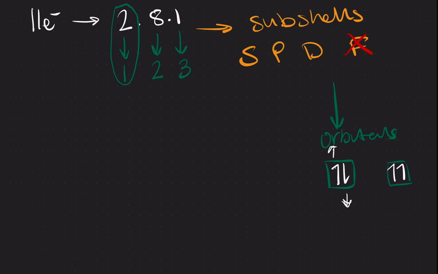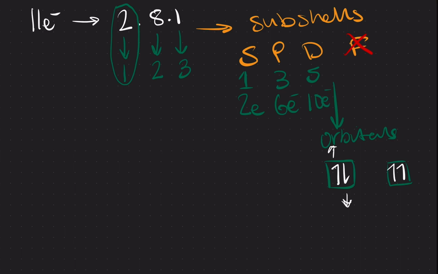And the S subshell contains 1 orbital, and this means it can hold a total of 2 electrons. Meanwhile, the P subshell has 3 orbitals and can hold a total of 6 electrons. The D subshell has 5 orbitals and can hold 10 electrons.